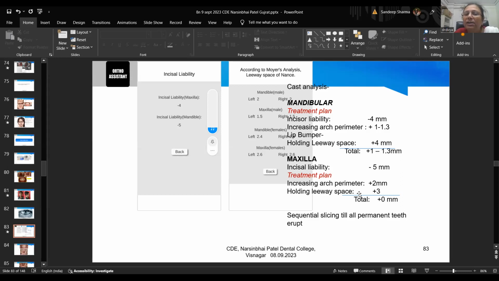So buccal space discrepancy is +3, while incisor space discrepancy is -5. So we can compensate it. Here in the maxilla, we have 0. That is, we can go for space supervision, that is, sequential slicing till all the permanent teeth erupt.